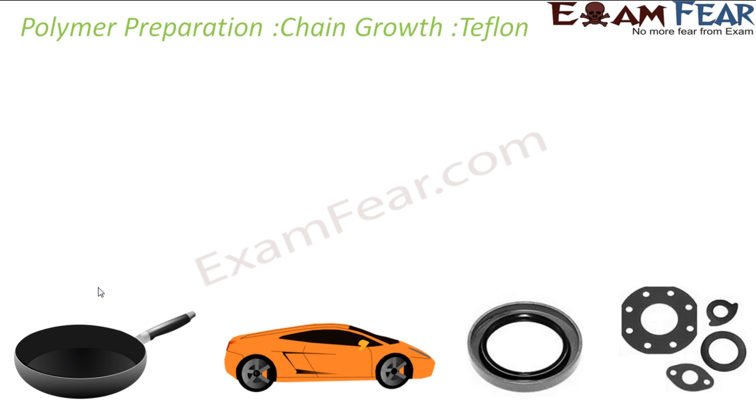Okay. The next is Teflon. You must have seen the utensils in the house, they have a Teflon coating. The car has a Teflon coating to prevent it from minor scratches. There are a lot of applications of Teflon. In fact, the oil seals and the gaskets, these are gaskets to connect different pipes. This is oil seals. A lot of places we use Teflon.